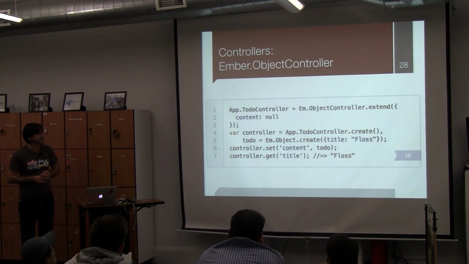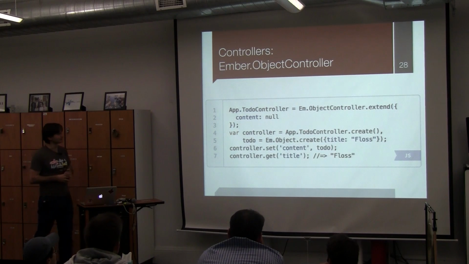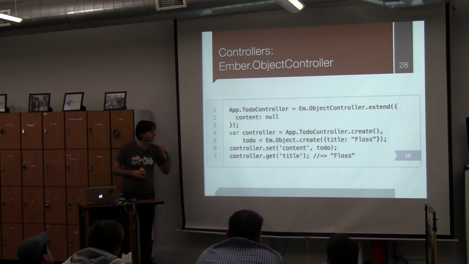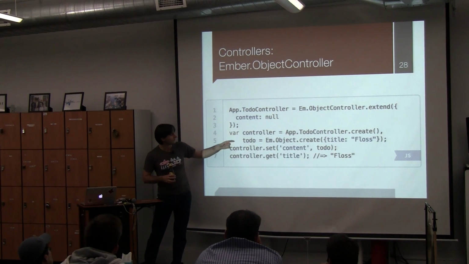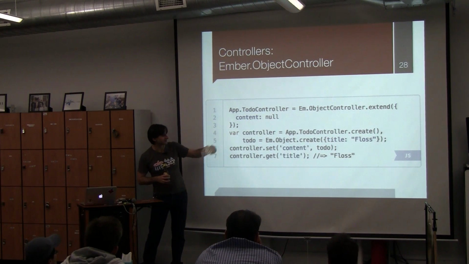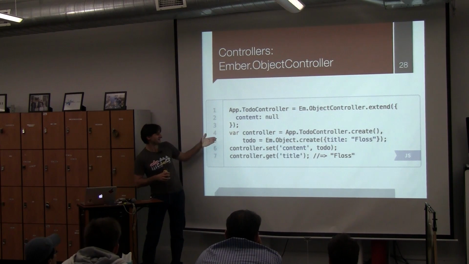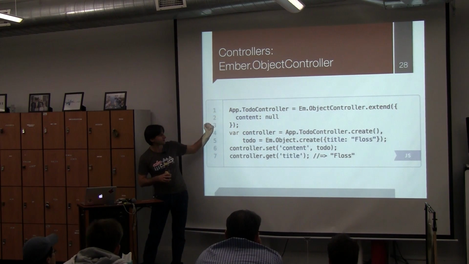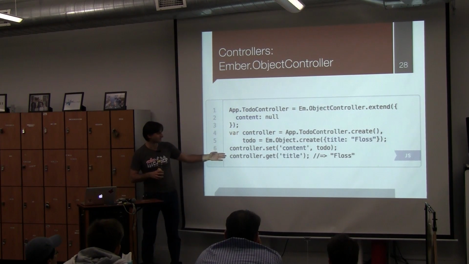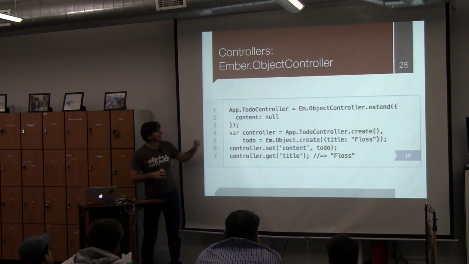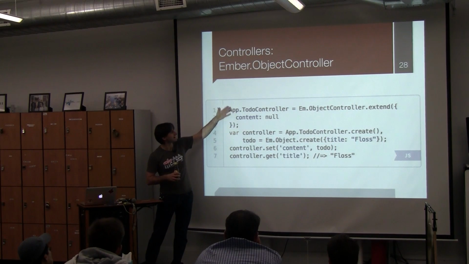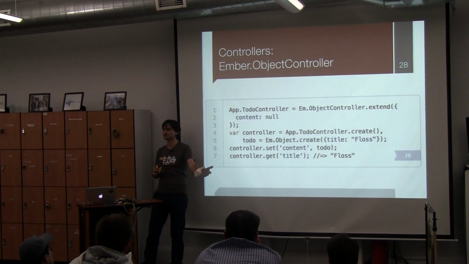So it's got a single object, a content object, which is going to be to-do. And if we create an instance of that controller, we have a to-do object with a title called floss. Got to remember to do that. And we set the content of this controller to the to-do. If I then do controller.getTitle, which is equivalent to what a template's going to do if you want to render the title property, it's going to see title is not defined anywhere here. It's going to fall back to the property of the content object and return the string floss.